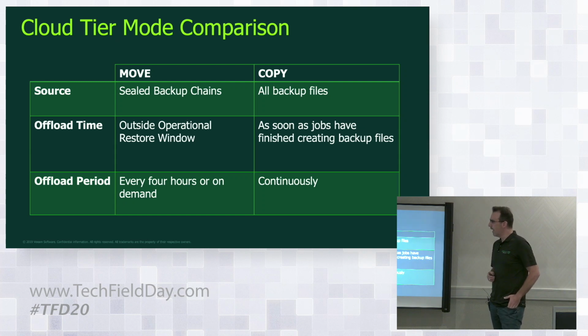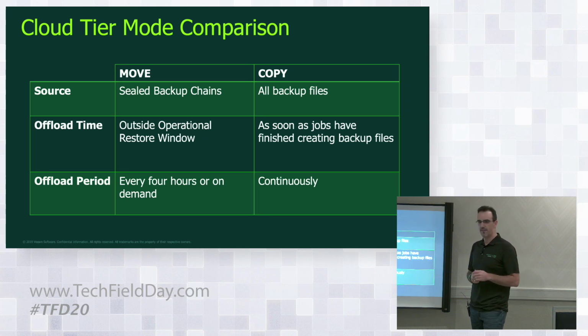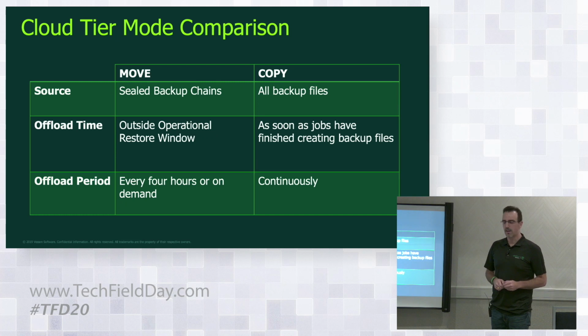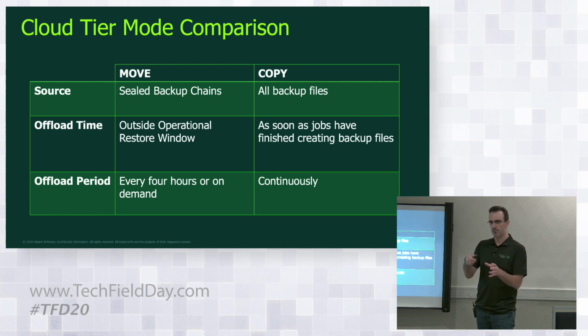When you look at the move mode, I'm not going to go into the details of how we specifically do it because we're focusing on copy, but effectively we have to have a source file, which is a sealed backup chain. The offload time is an operational restore window. We set a policy on the backups, and when those files go out of that time, they're a candidate to be moved up. We then have an offload period set by default at every 4 hours. It's a background job that looks at the two previous caveats and asks: is it a sealed backup chain? Is it outside of that operational restore window? Then every 4 hours it asks, what can we offload? What can we strip and dehydrate out of that local VBK file and shift to the object storage?